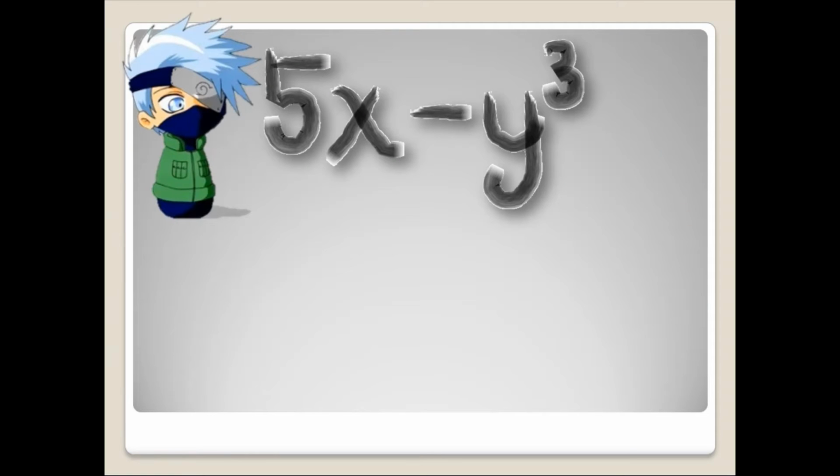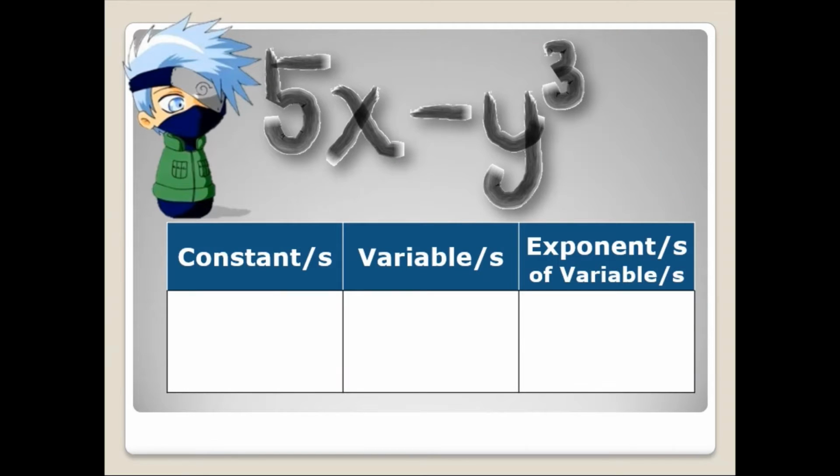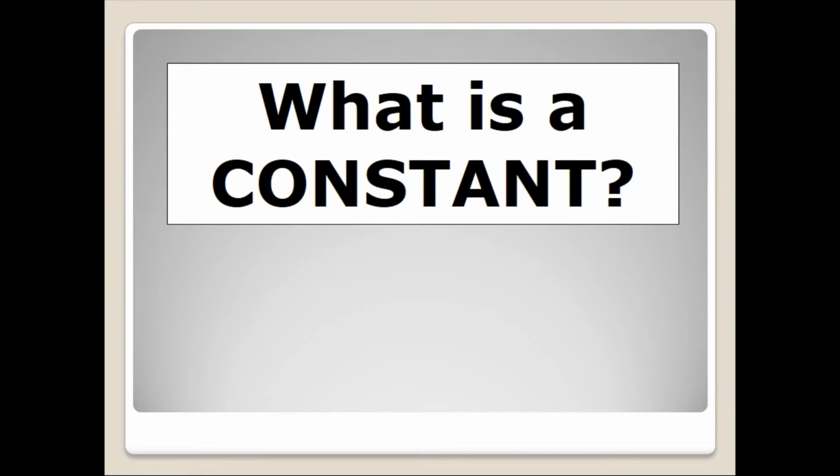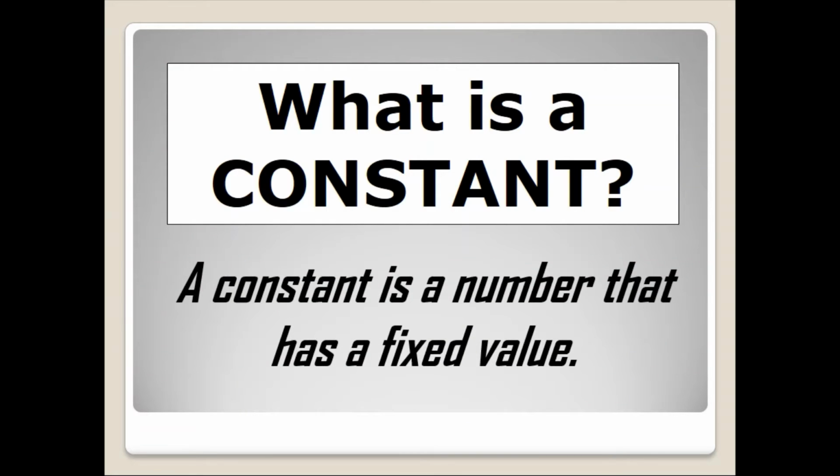So let's take 5x minus y cubed. What are the constants? The constants are 5 and negative 1. Why negative 1? You don't see a constant beside y that suggests that the constant is 1. But since that's a minus sign, it means that 1 is negative. What are the variables? The variables are x and y. And what are the exponents? The exponents are 1 and 3. Which variable has an exponent 1? That is x.